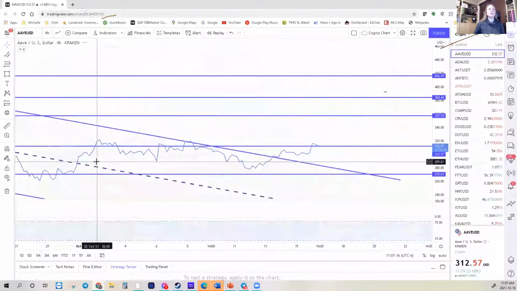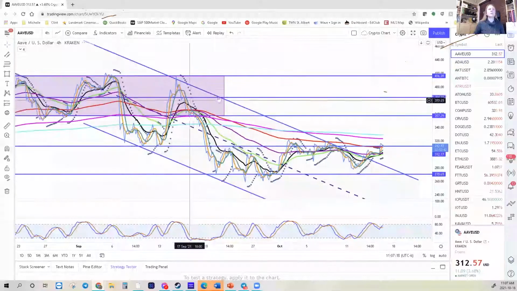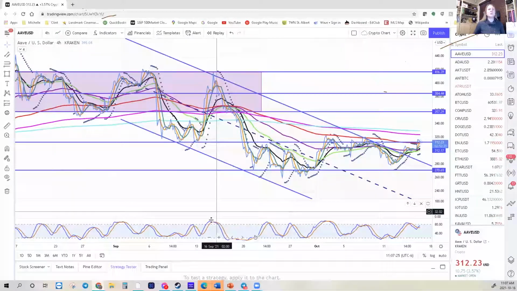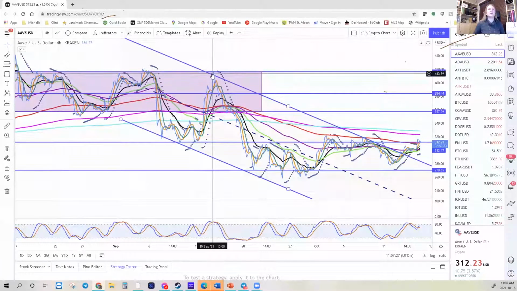If I go to the 4 hours here as an example, you can see on the 4 hours it came to the top of my channel. It's retesting this high here. I'm expecting it to come down. What's it likely going to do? It's going to come down. Do I know how far? Nope, I don't know how far. It's resisted here a lot.